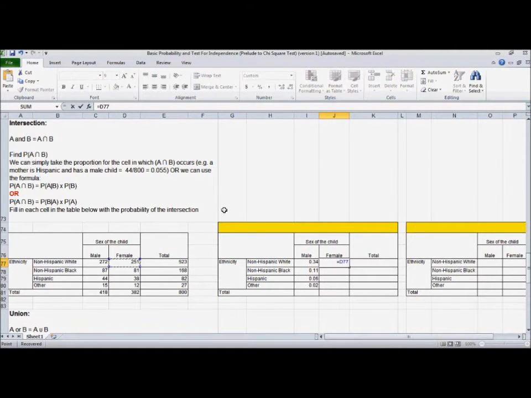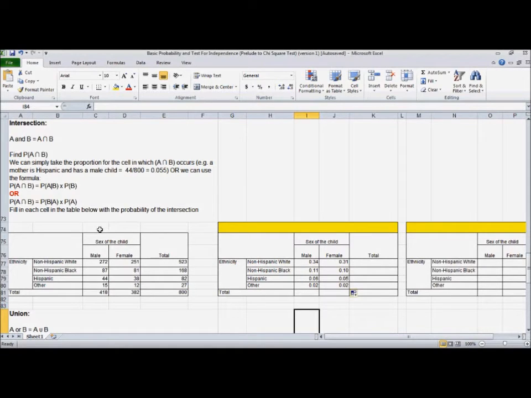Female 1 divided by E81, right? Click enter and we should get our probability of 0.31, and we can drag that formula down and we should get all of our probabilities for the intersection. So this is the probability of male and non-Hispanic white. This is the probability of non-Hispanic black and male.